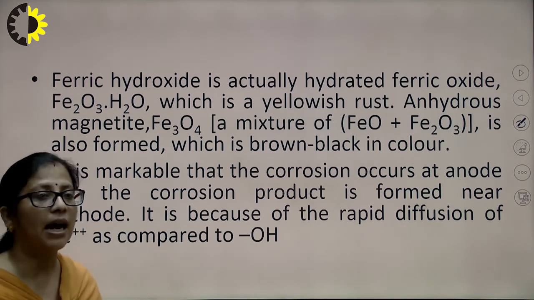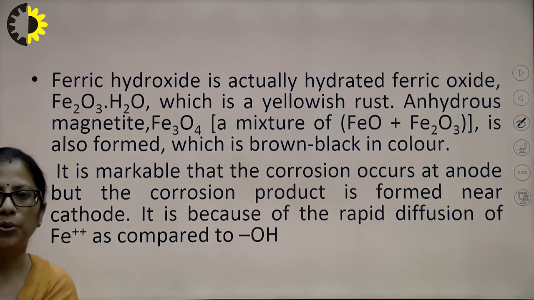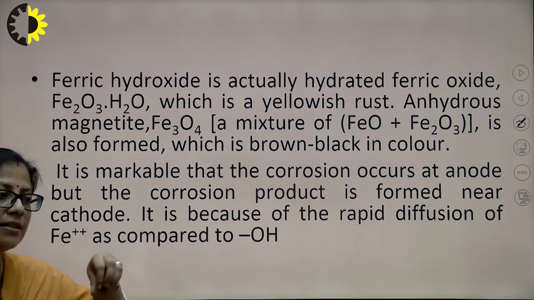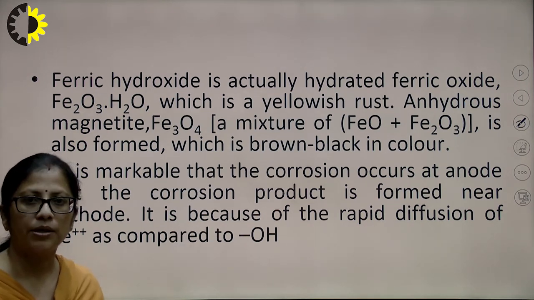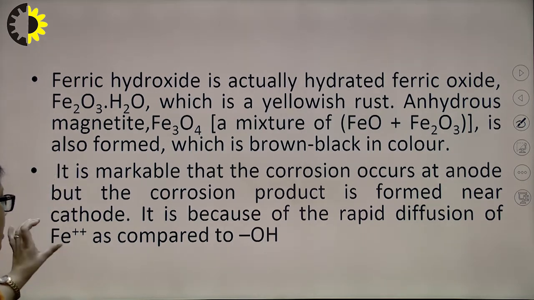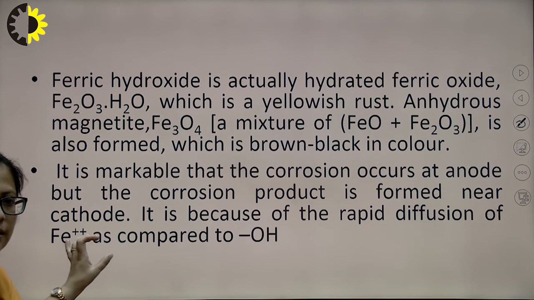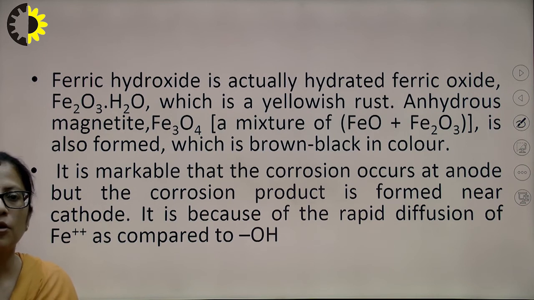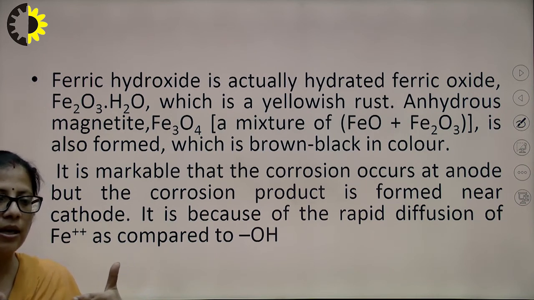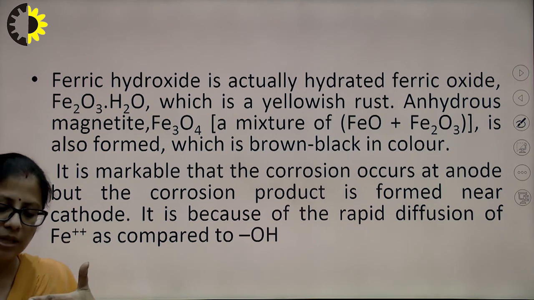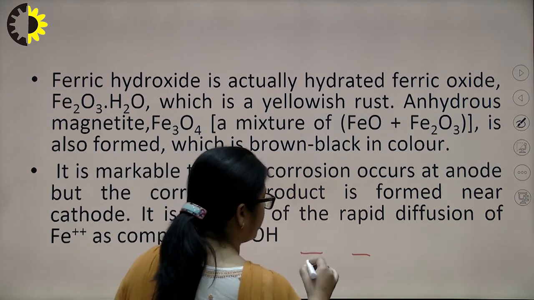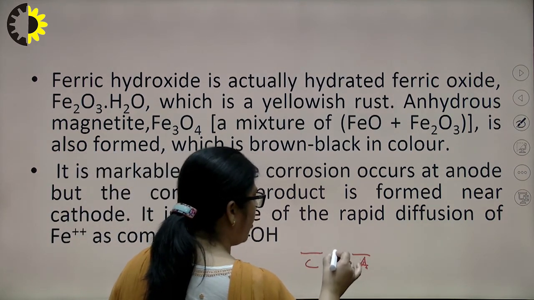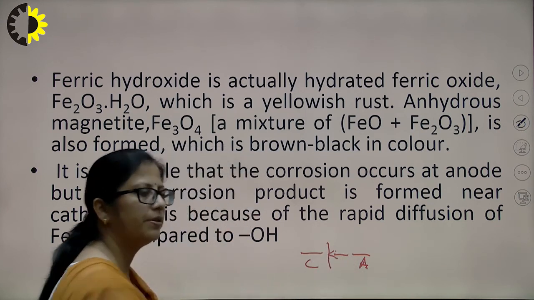Now, it is remarkable that the corrosion occurs at the anode. The dissolution of the metal takes place at the anode, but the corrosion product is formed near the cathode. Why? Because diffusion of ferrous ions is faster as compared to diffusion of hydroxide ions. So, when both the ions are moving towards each other, ferrous ions move fast and there is slow movement of the hydroxide ions. So, the corrosion product formed between cathode and anode is formed somewhere towards the cathode.